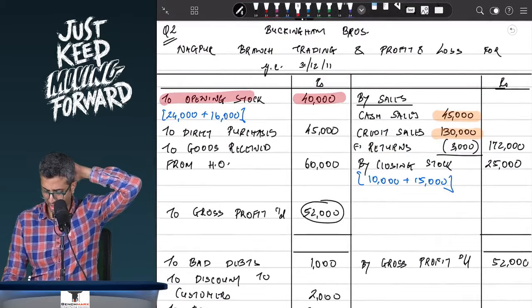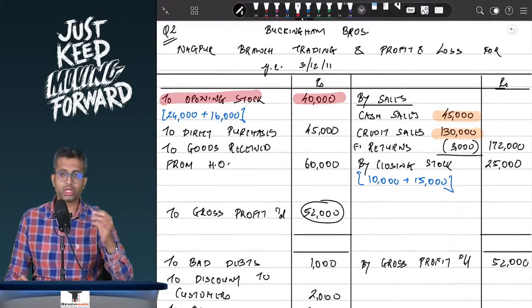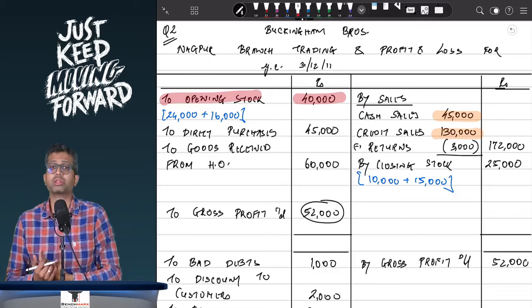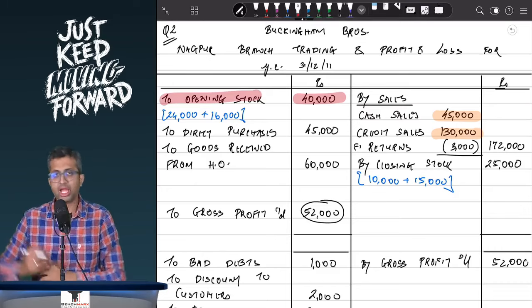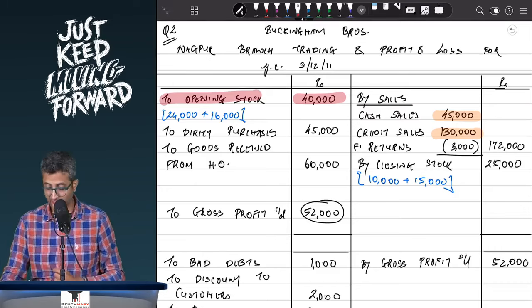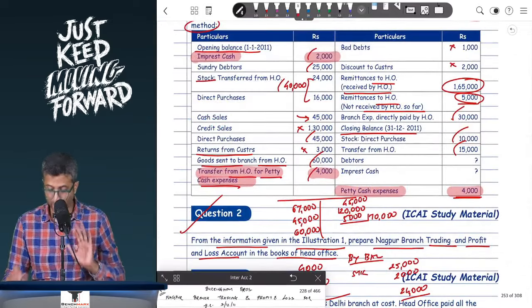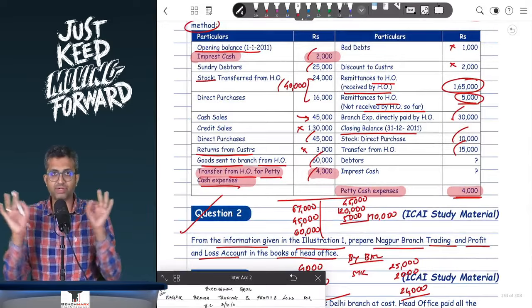Now for the branch, during the year there have been certain goods that the branch has received, and later the branch will sell something. So when the branch sells, now you are in the books of the branch as if it is a separate entity.